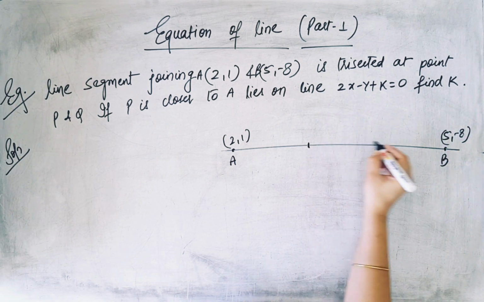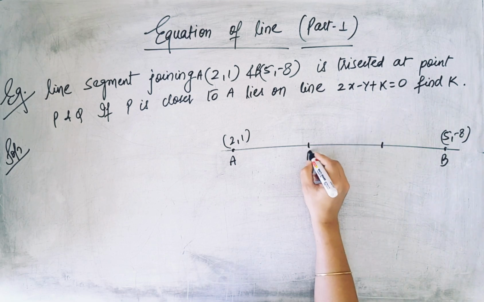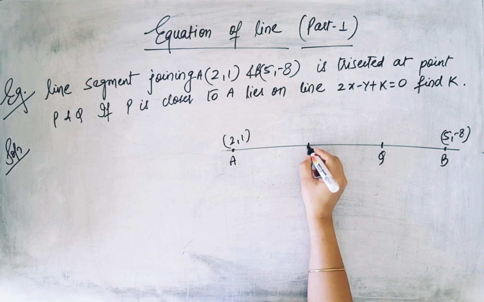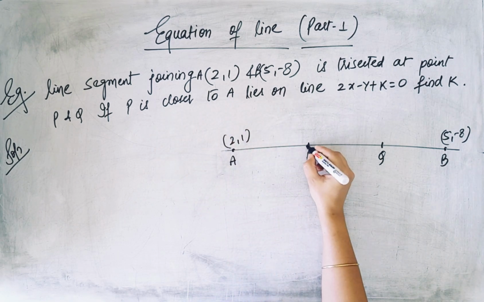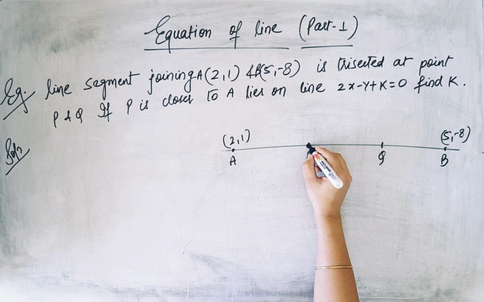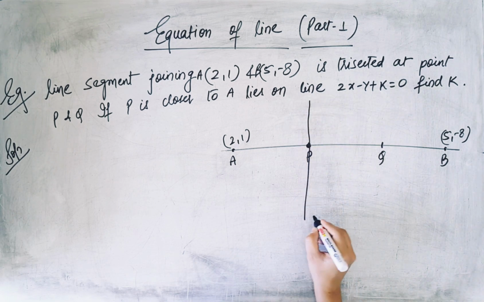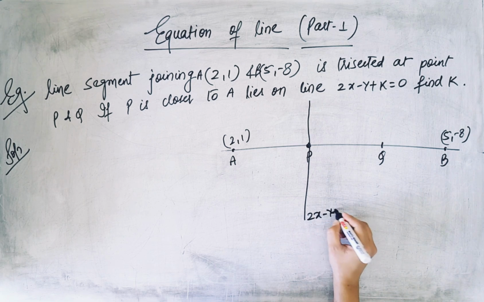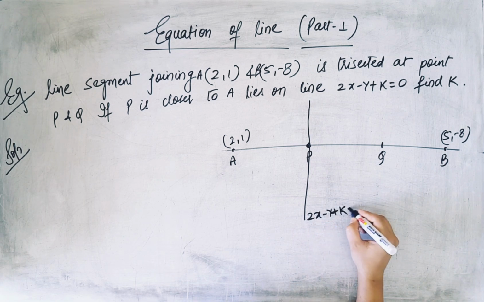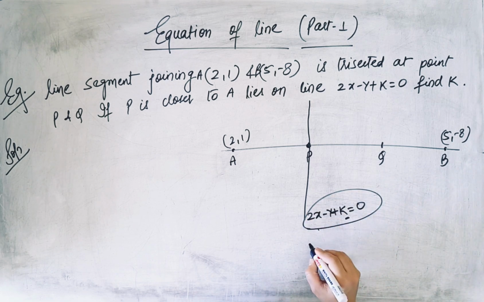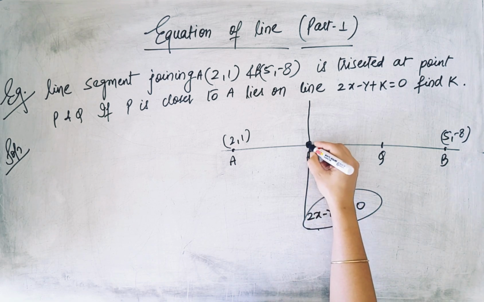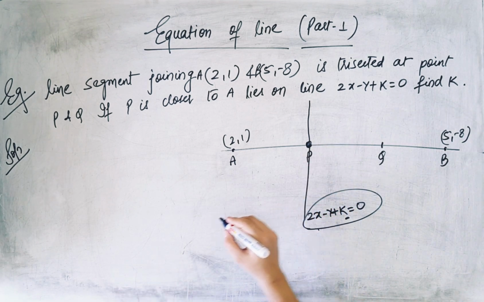That means divided into 3 parts at points P and Q. P is lying closer to A. They have already told us that this P lies on the line which is represented by the equation 2x plus y plus k equals 0. So now what we have to calculate is k. First we calculate the coordinates of P with the help of the concept which we studied in coordinate geometry.